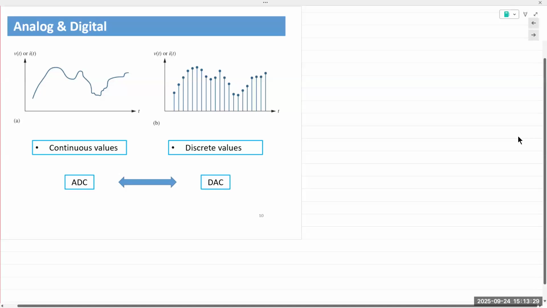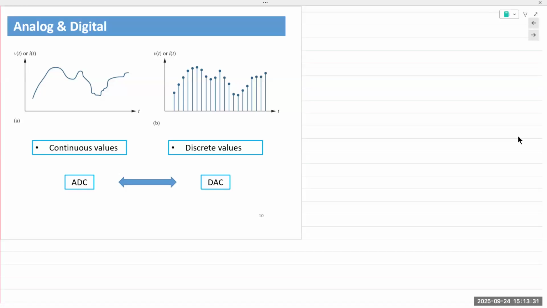Electrical systems can be made out of both analog as well as digital. And so we need to convert from one form to another. If you have analog systems, we need to convert to digital. We use ADCs or analog to digital converters. You go back and forth. We use DACs or digital to analog converters.